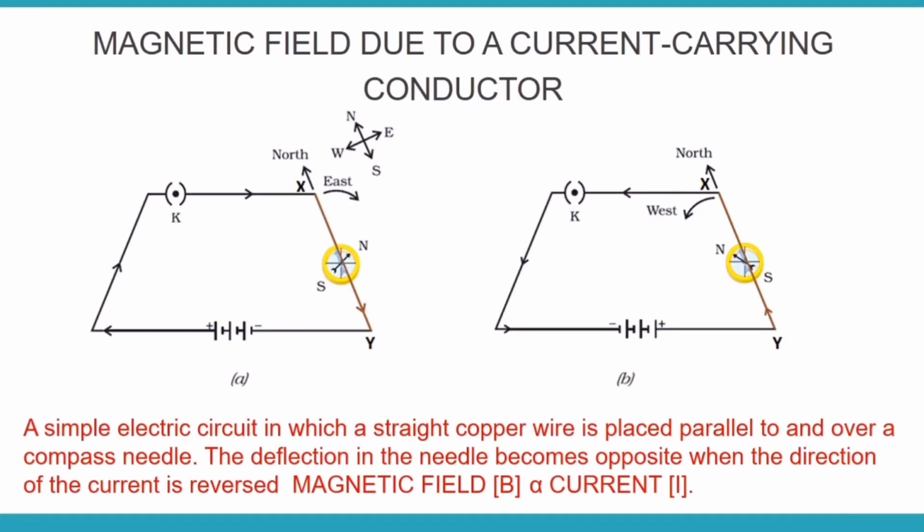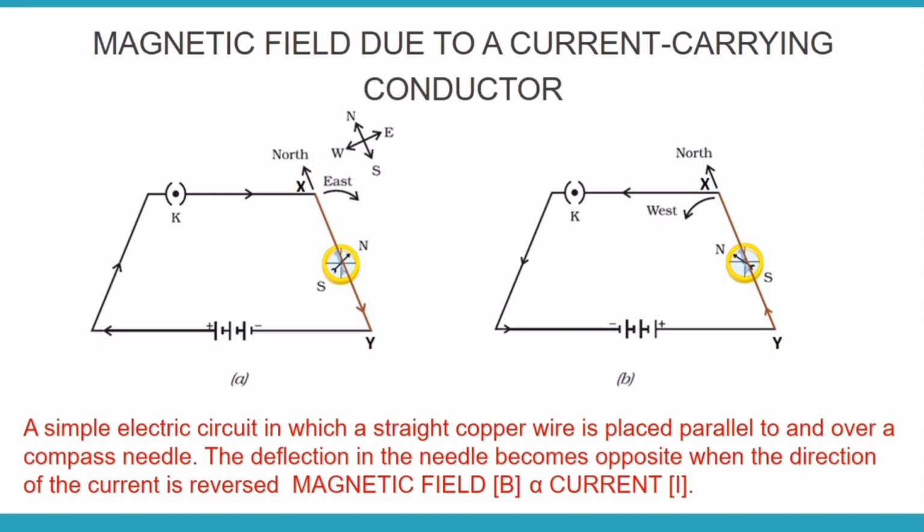Now, magnetic field due to a current carrying conductor. Consider a circuit which has a battery, a key, a straight conductor, and a compass nearby. In circuit A, you could see the current flows from X to Y. At that time, the needle gets deflected to the northeast. In circuit B, you could see the current flows from Y to X, which means the direction of current is changed by changing the terminals of the battery. At that time, the needle gets deflected to the northwest.